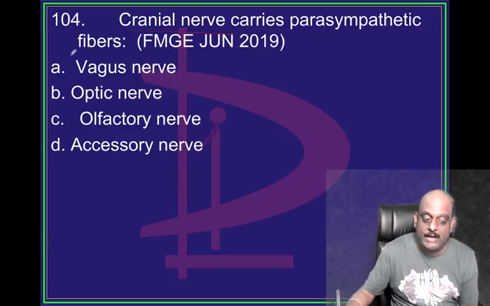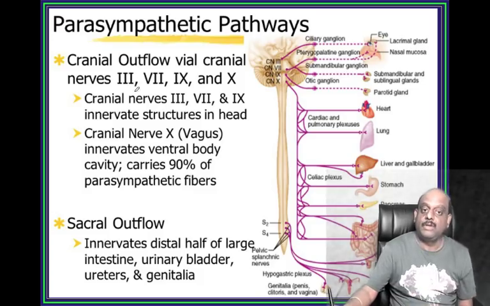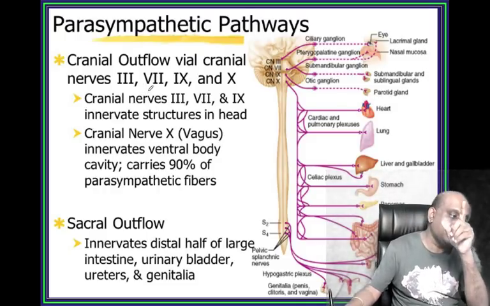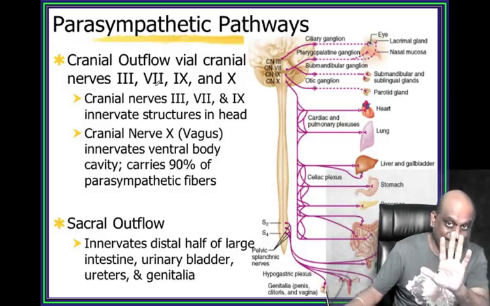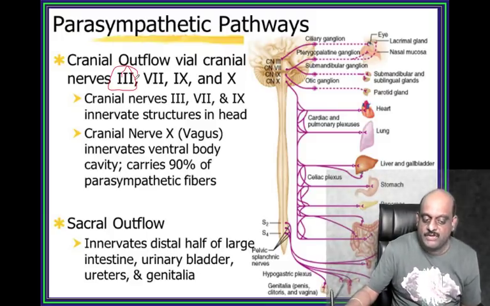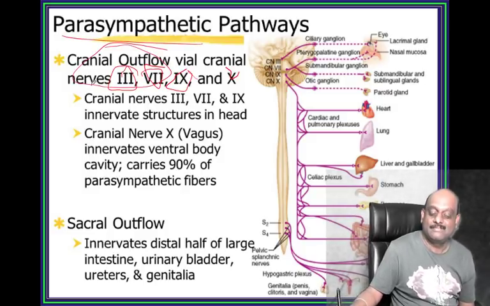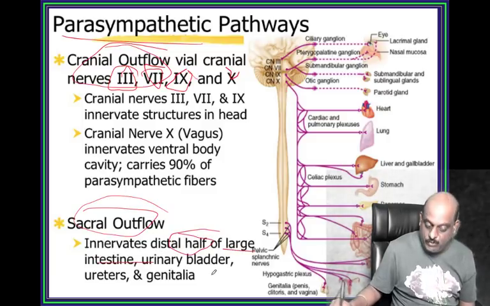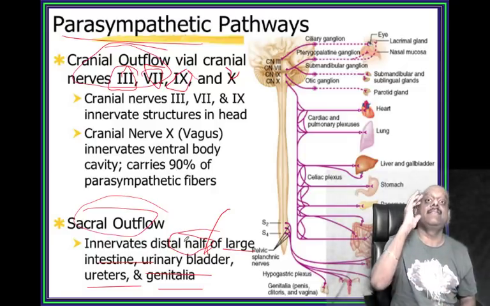Which cranial nerve carries parasympathetic fibers? Beautiful question. Vagus. What are the cranial nerves that carry parasympathetic? Always parasympathetic ko kya bolte hai doctor? Craniosacral. Sympathetic ko thoracolumbar. Right? So, 3rd, 7th, 9th, 10th. Parasympathetic cranial outflow. Then sacral outflow. It will go to the large intestines, distal half, urinary bladder, ureter, genitalia. It acts on the detrusor of the urinary bladder, contracts the detrusor, makes you urinate. That is the function of parasympathetic.